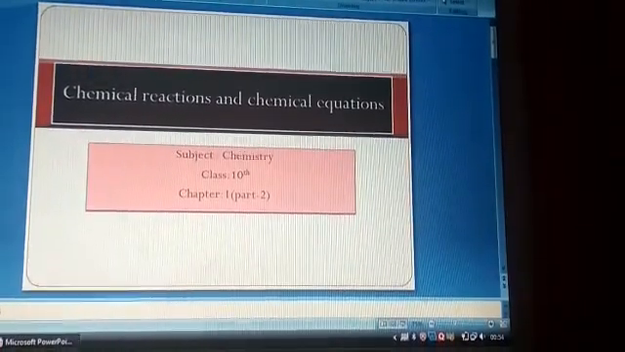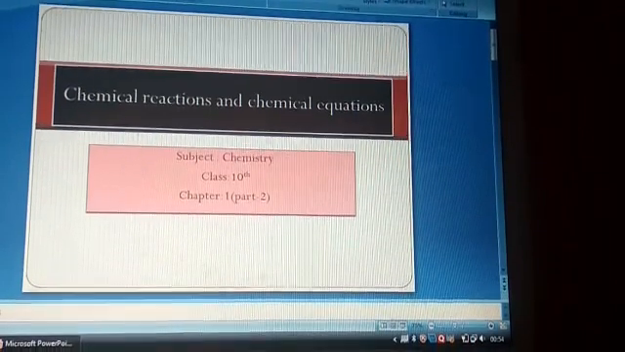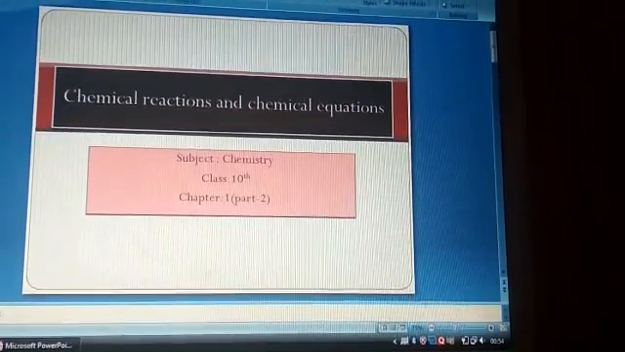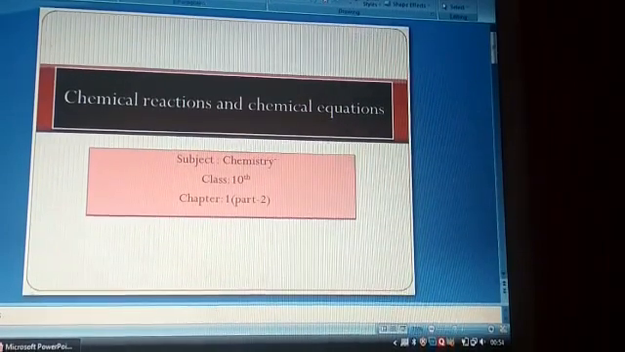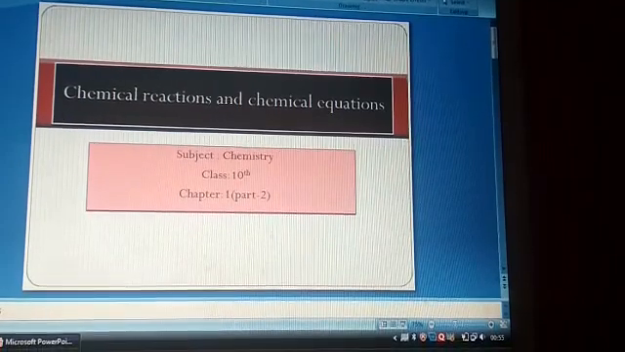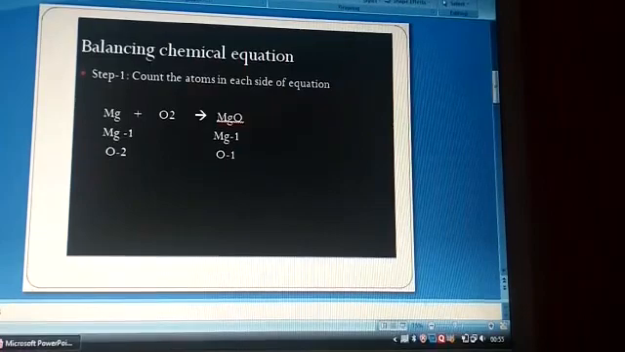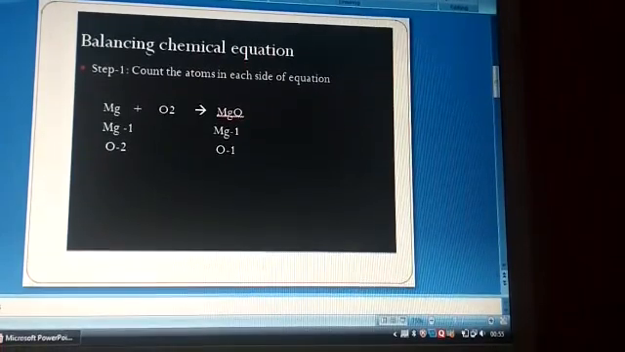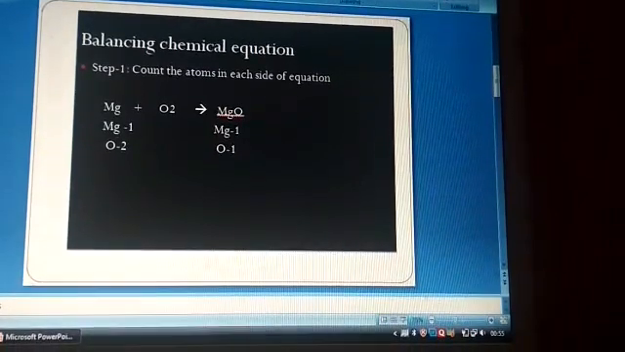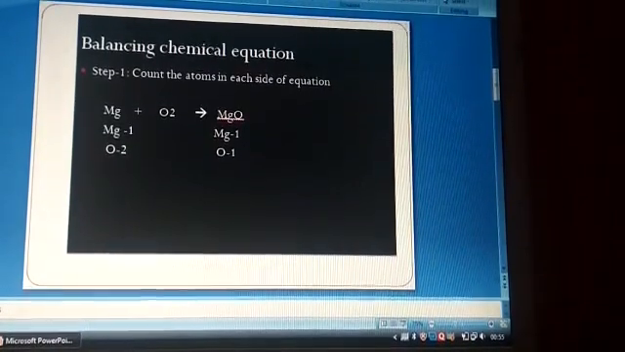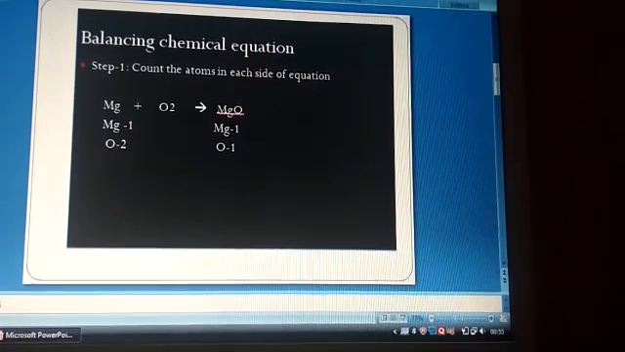Hello friends, today we are going to study the next part of the first chapter, that is chemical reactions and chemical equations. In the last part we studied what a chemical reaction is and what a chemical equation is. Now in this part we will study balancing chemical equations. It is very easy if we remember the steps, then it is very easy to balance a chemical equation.